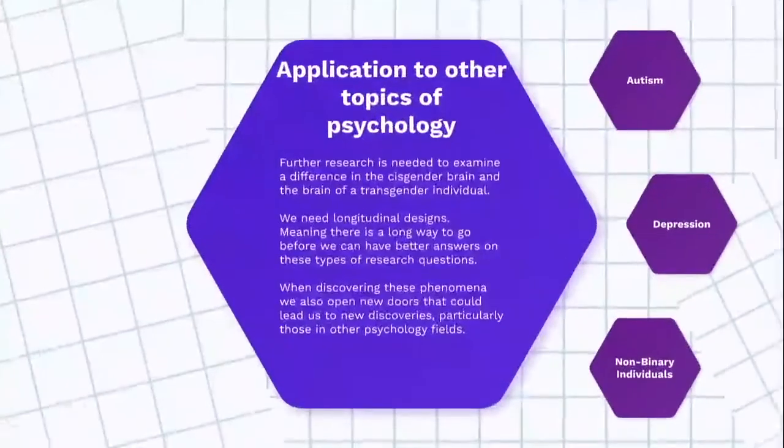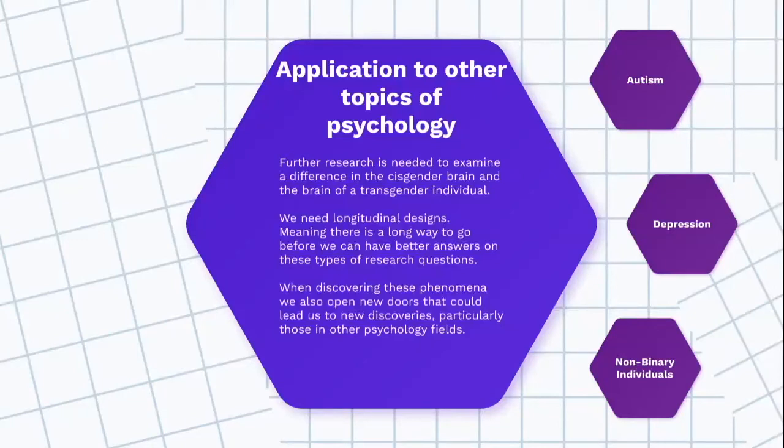How could this be applied to other psychology? Further research is needed to examine whether sex-typical or atypical FC patterns within the posterior DMN in individuals with GD could be translated to behavioral differences in self-referential processing or cognitive abilities, therefore proving a difference in the cisgender brain and the brain of a transgender individual.